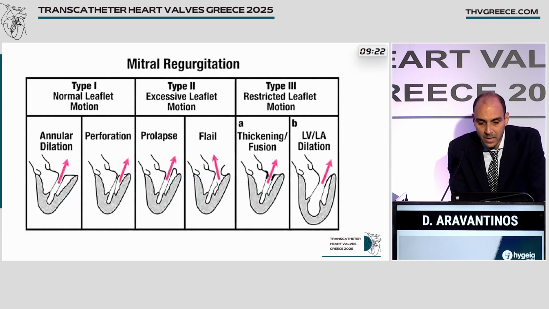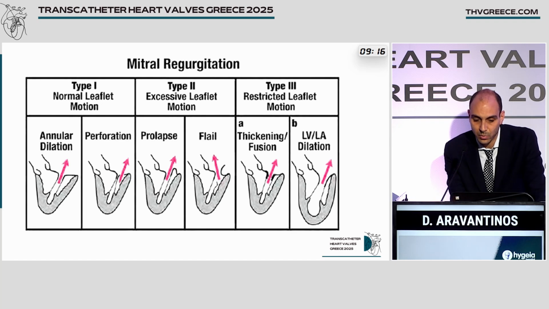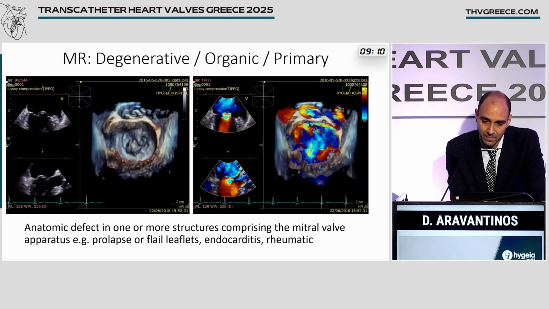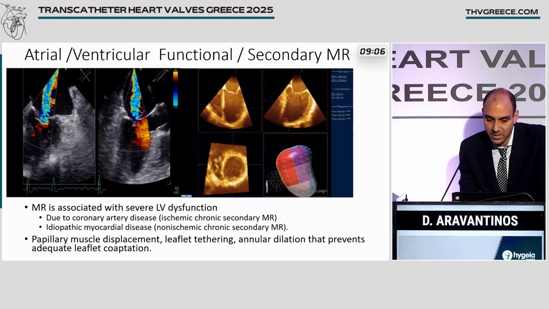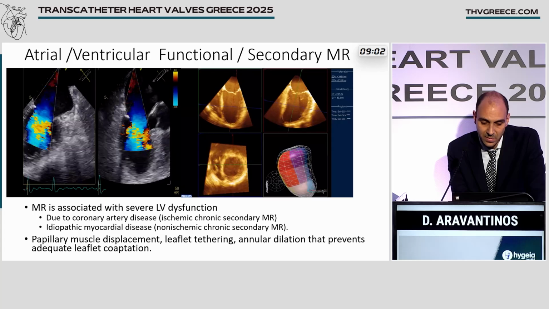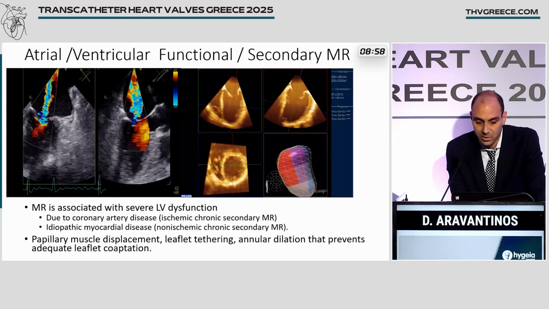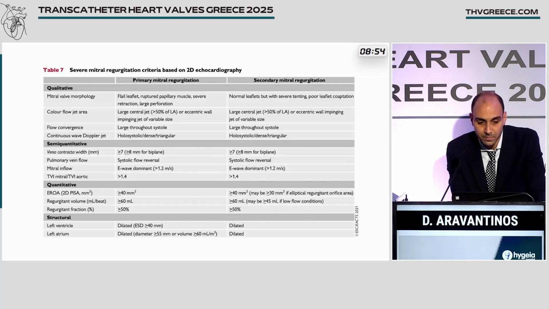According to Carpentier, we have 3 types of mitral regurgitation: type 1 with normal leaflet motion, type 2 with excessive leaflet motion, and type 3 with restricted leaflet motion. And we also have the organic or primary mitral regurgitation and secondary mitral regurgitation, the functional MR, that is mainly associated to severe LV dysfunction, coronary disease or idiopathic myocardial disease, or atrial functional MR.